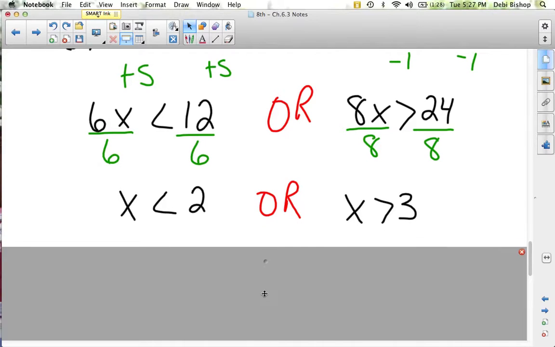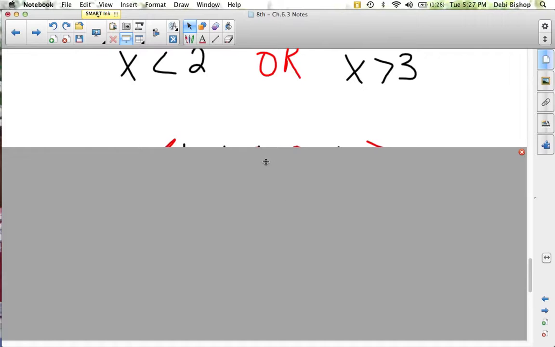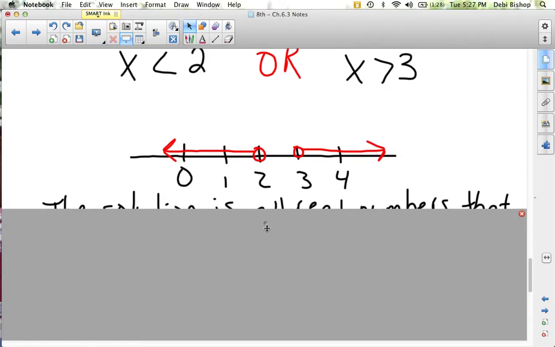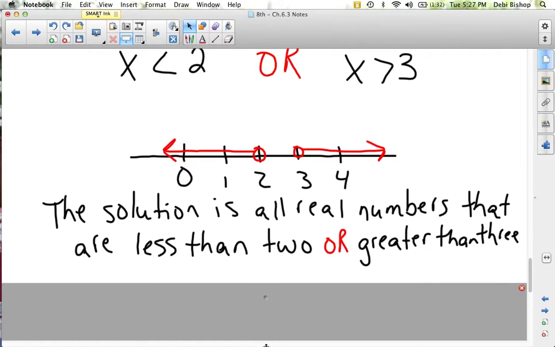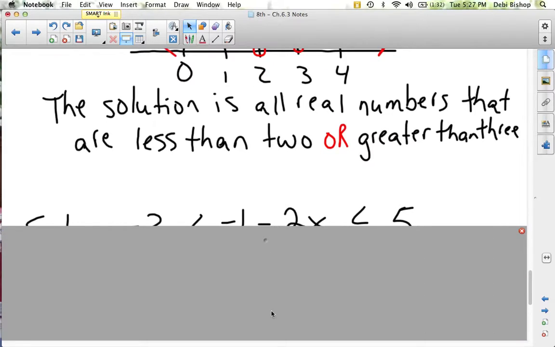And then I can go down and graph my compound inequality. So I make my number line, and it's pretty much between 2 and 3, so I say x is less than 2, open circle, or x is greater than 3. And in words, the solution is all real numbers that are less than 2 or greater than 3.